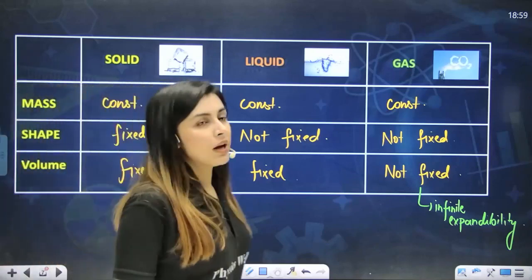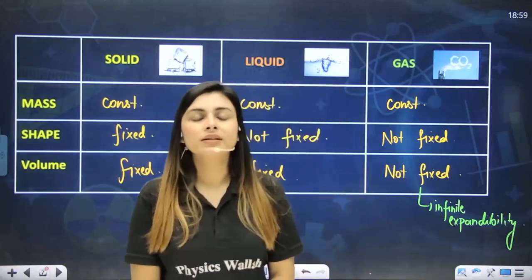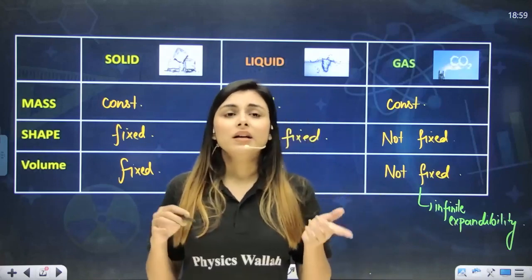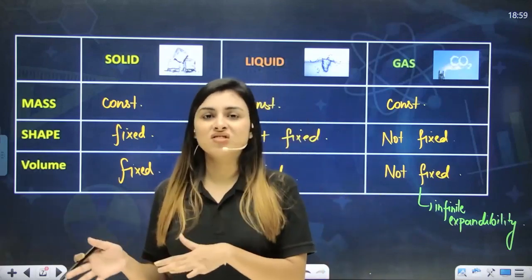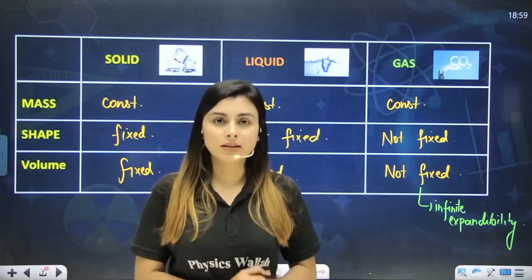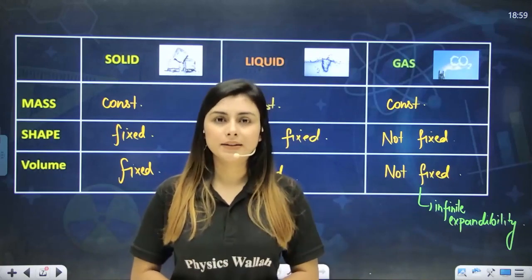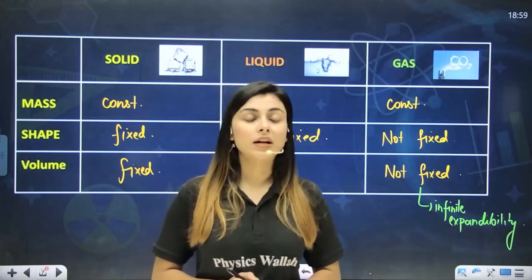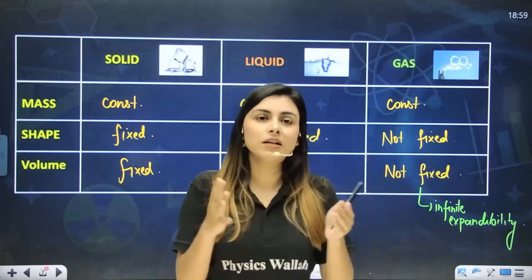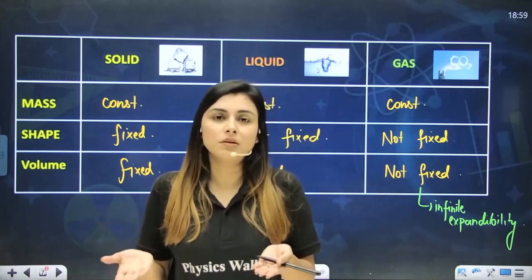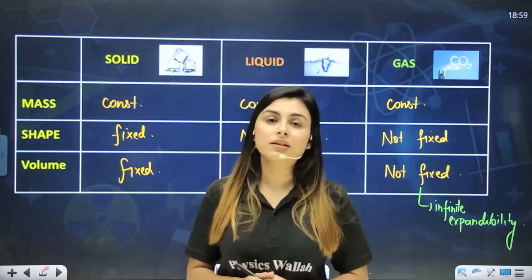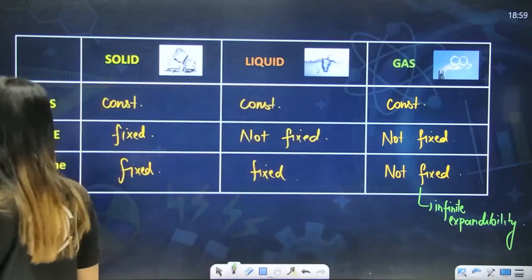Okay, so now my question to you is, why does some state have a fixed volume and a fixed shape, but some state doesn't? What is the reason behind it? Now we are going to discuss that. Why in some cases are volume and shape fixed? Why in some cases is volume fixed but shape isn't fixed? Or vice versa, right? So now we are going to discuss that. And how are we going to discuss that?